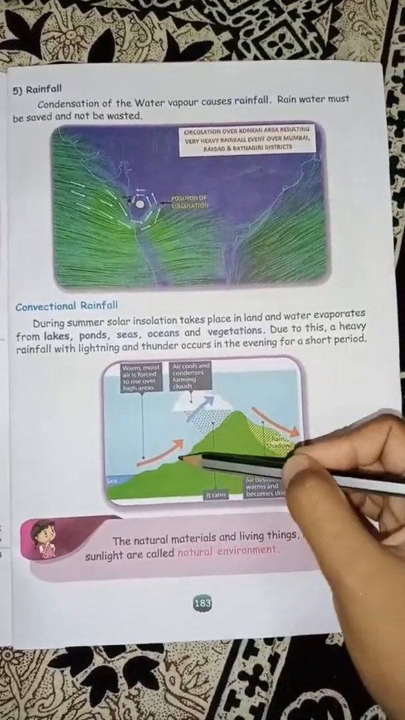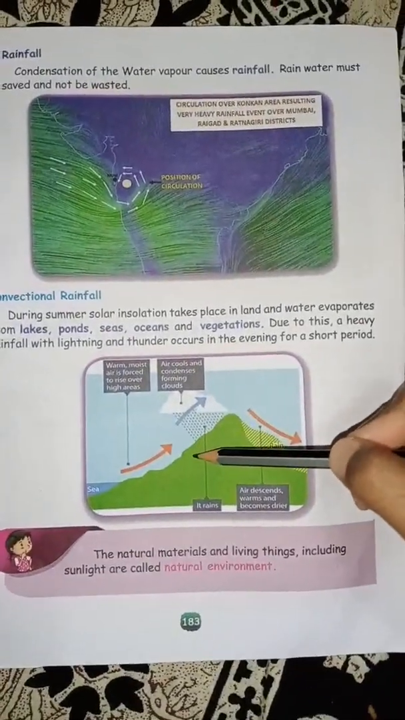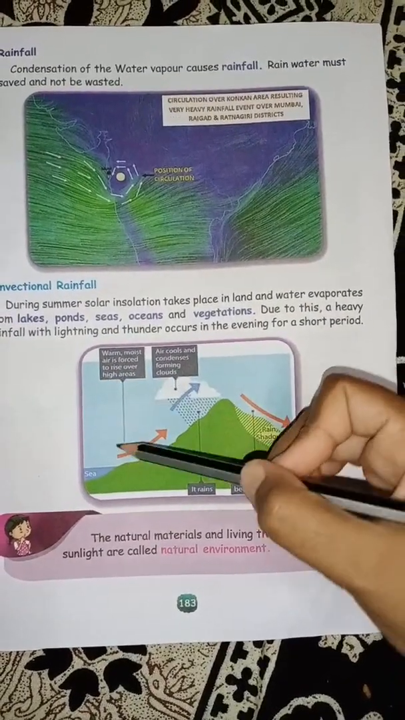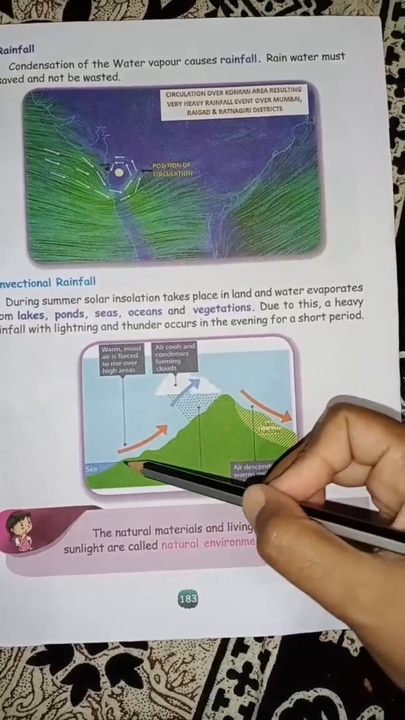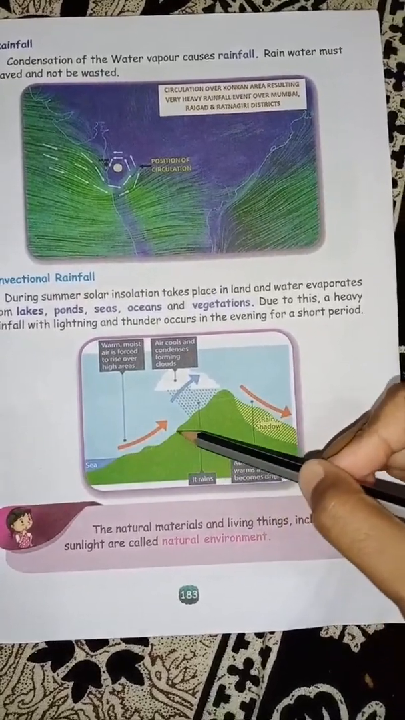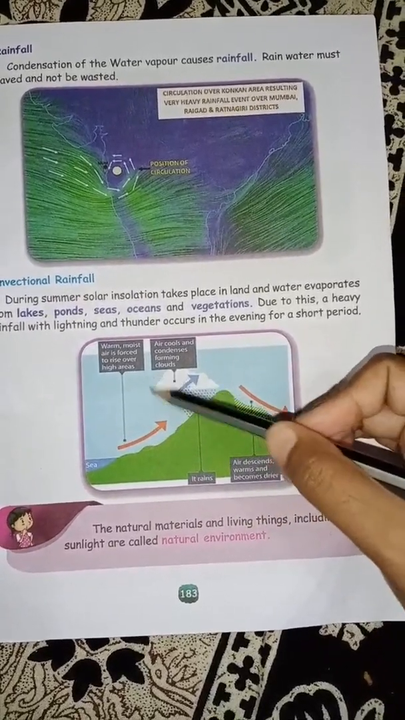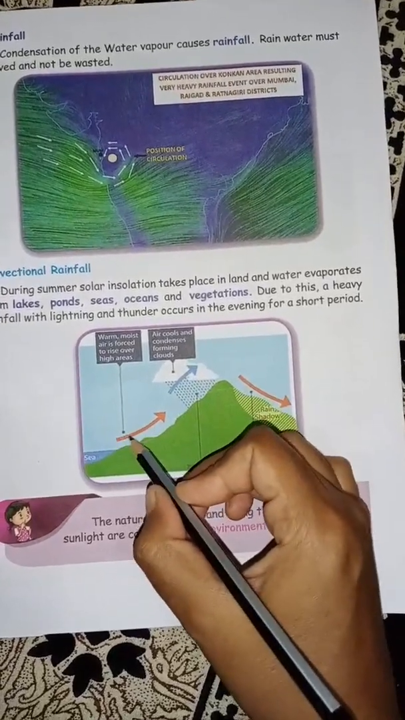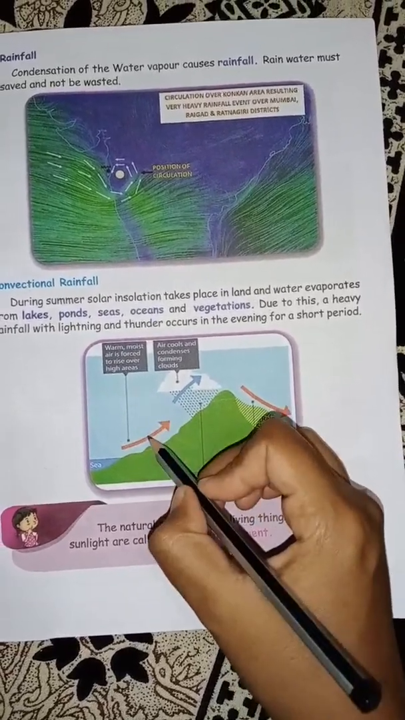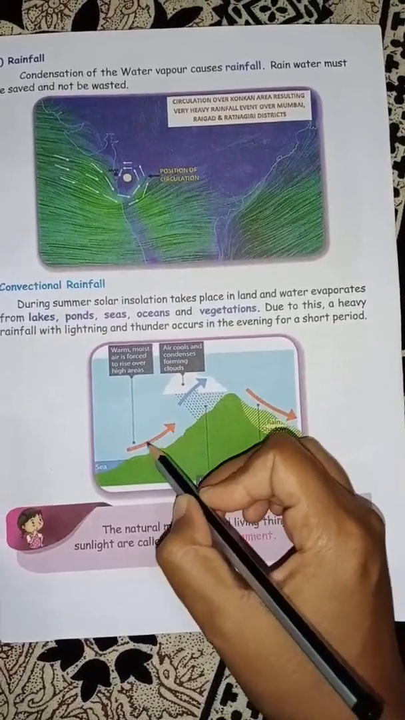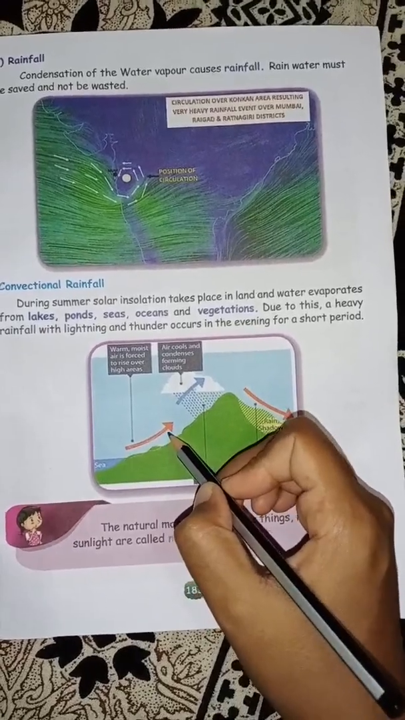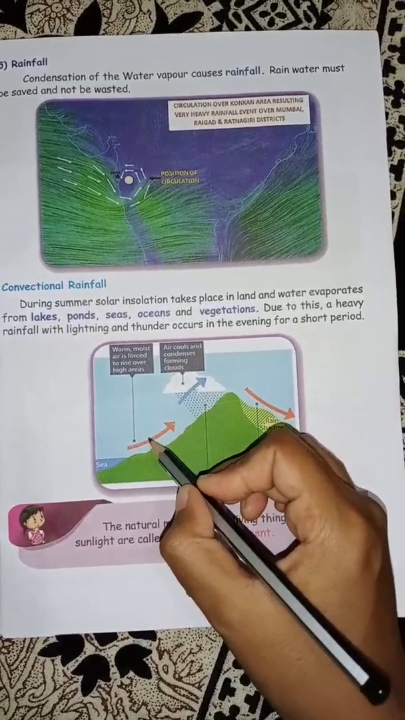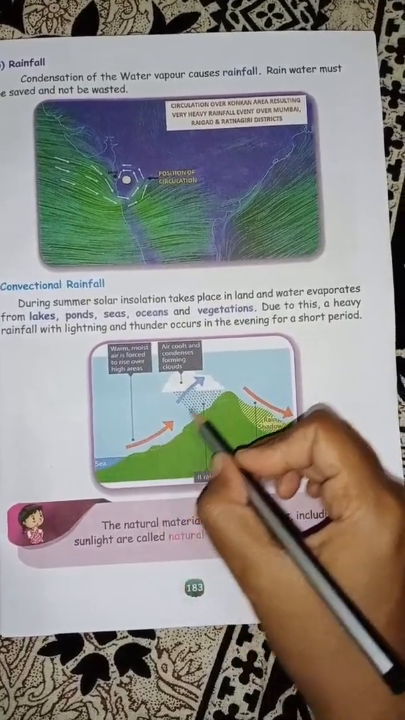Okay, children. Here, look at the picture. The energy of the sun heats the surface of the earth. The land surface heats up because of the energy of the sun, and it warms the air above the land. It causes the air to expand and rise.